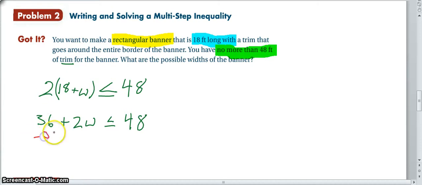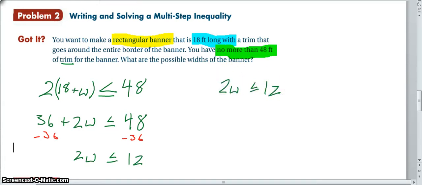When we combine the like terms, we subtract 36 on both sides. That then on the left side leaves me with just 2W is less than or equal to 12. I'm just going to rewrite this so I have some more space. Then to get rid of the 2 combined with the W, we divide. And we see that W is less than or equal to 6. So the width could be 6 or less.